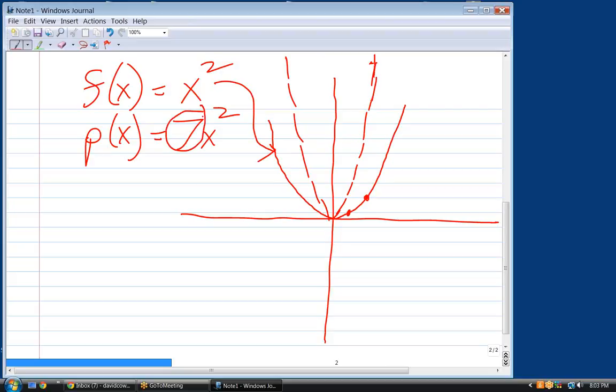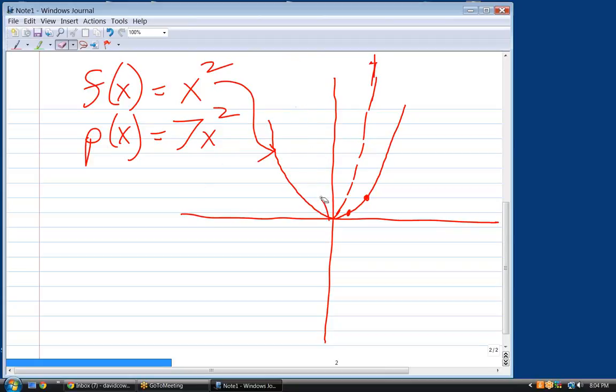If this number is greater than 1, it has the effect of, if this was a string and you pulled on the two ends of the string, it would look like a skinnier parabola. So if this vertical stretch factor is greater than 1, it makes it skinnier. If it's between 0 and 1, it makes it flatter. In other words, 1/2 x squared would look like this. So a number in front of the parent function is a vertical stretch or squeeze factor.